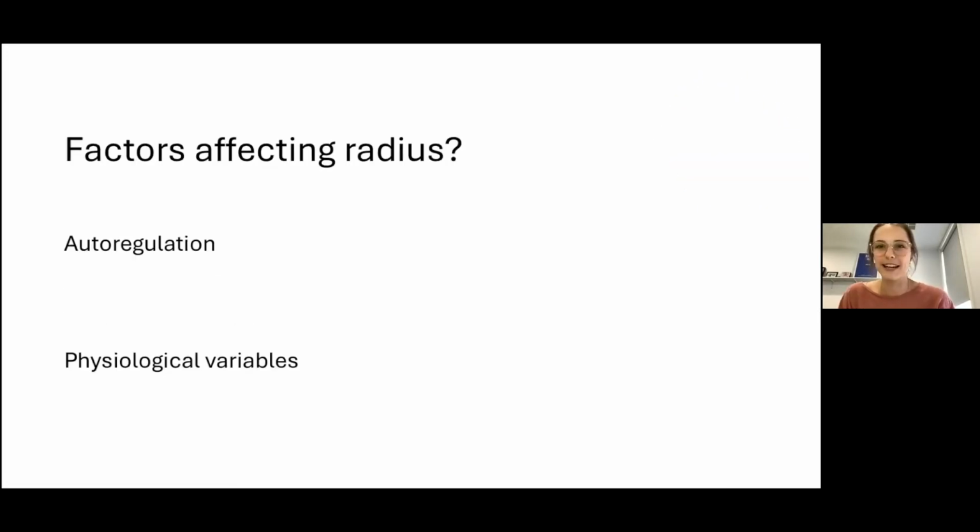So what are the types of autoregulation that we have in the spinal cord?